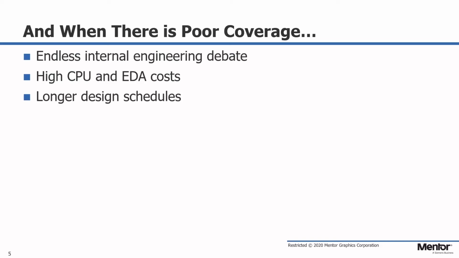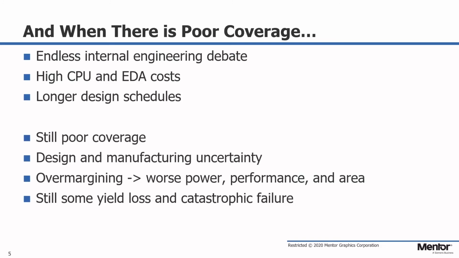But the problem is that we're not just looking at simple linear growth that can be compensated this way. What happens is we still end up with poor coverage, and we've still got lots of design and manufacturing uncertainty. And then what designers do is they go back to over-margining, because chips need to work, right? So you give up power, performance, and area, and still we run into some yield loss and some catastrophic failure. So it's not something that we can really just scale up and brute force out.